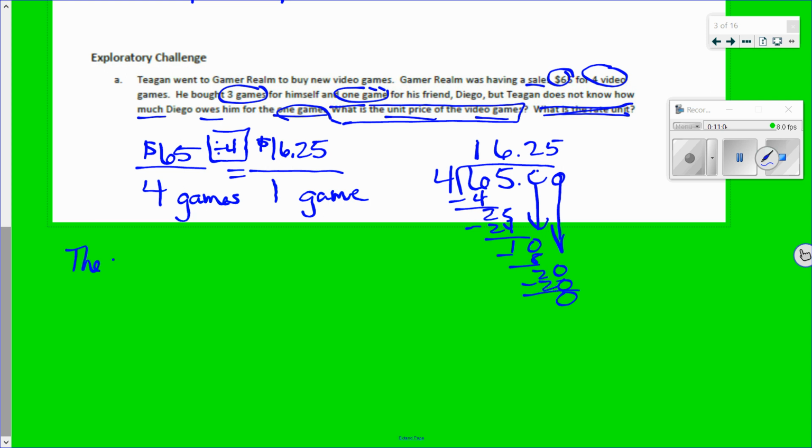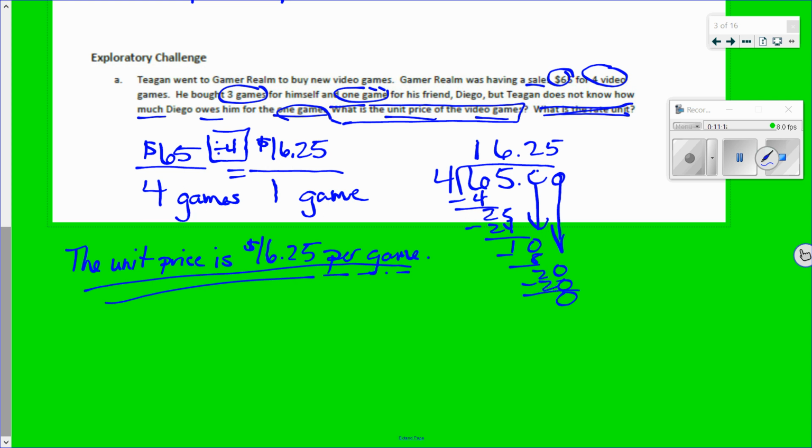So what is the unit price? The unit price is $16.25 per game. And guys, a lot of times when we're talking about unit price or unit rate, we're going to say per something, for whatever it is. That's where we get that second unit. Yes.